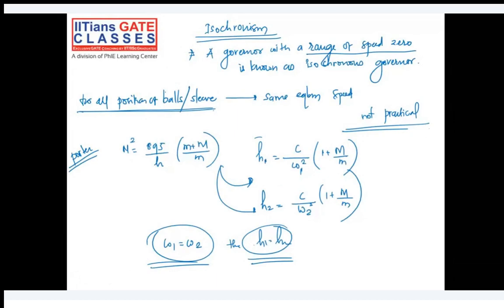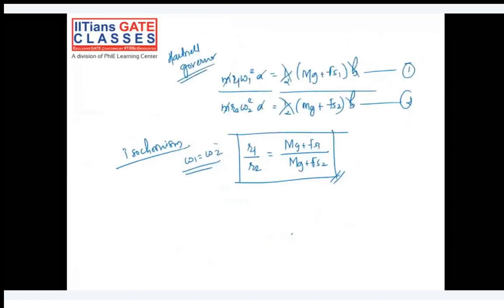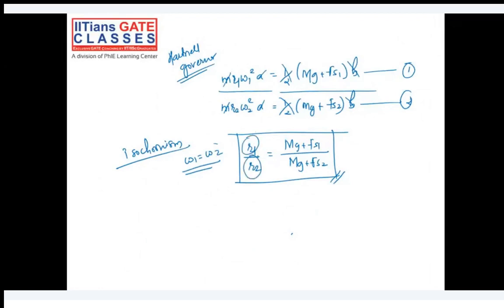But in case of Hartnell governor, how can we judge? Because there the spring force can be different, okay? And if you consider the frictional force also, then there can be a situation where you may get omega 1 equal to omega 2 for different values of R. Okay, so here R1 by R2, I am not saying R1 is equal to R2. Here it is possible that R1 by R2 is equal to mg plus fs1 divided by mg plus fs2, then there is a chance that we'll get omega 1 equal to omega 2.